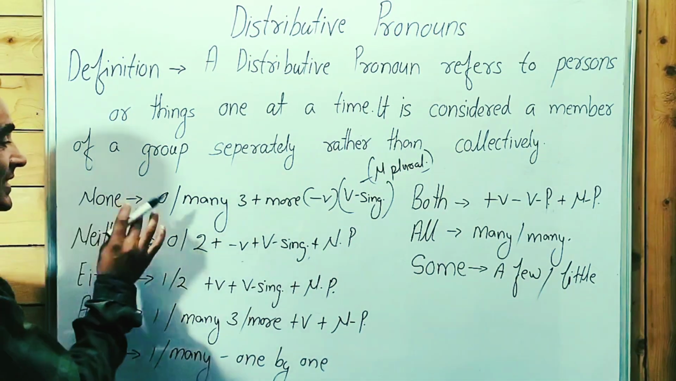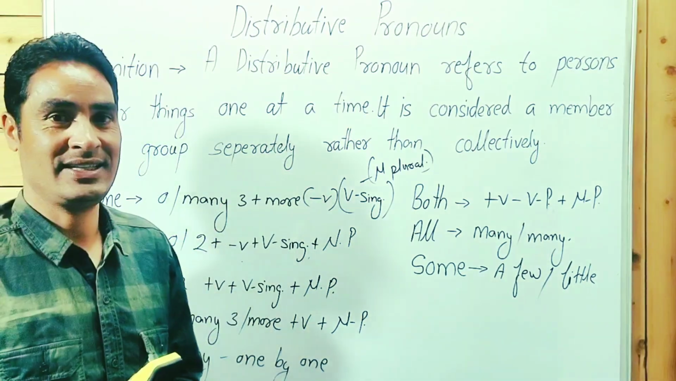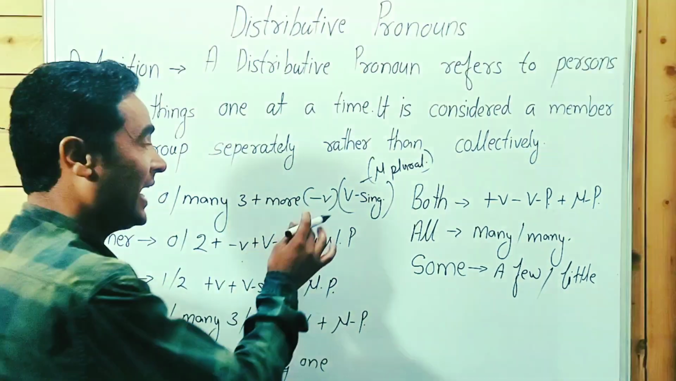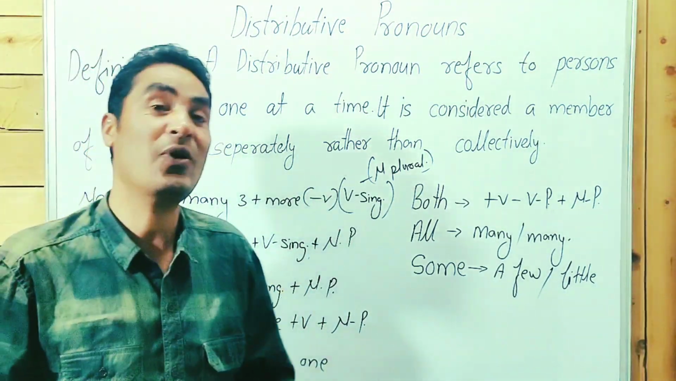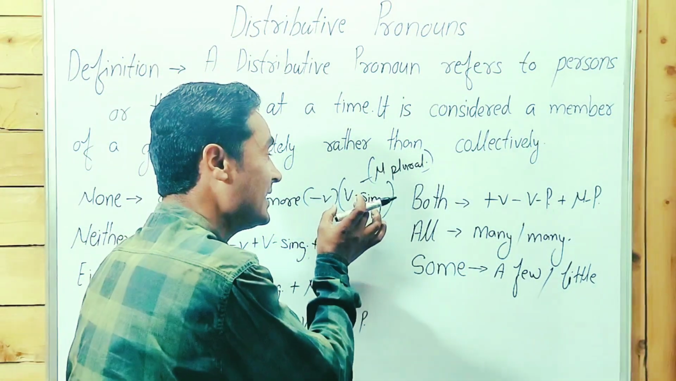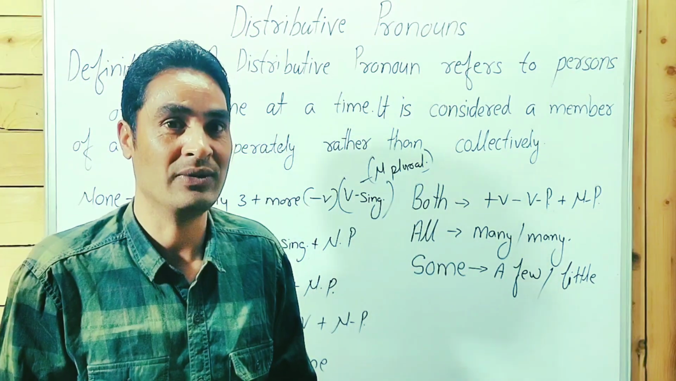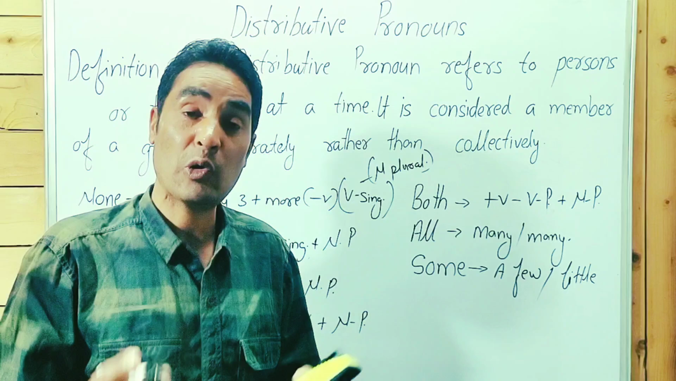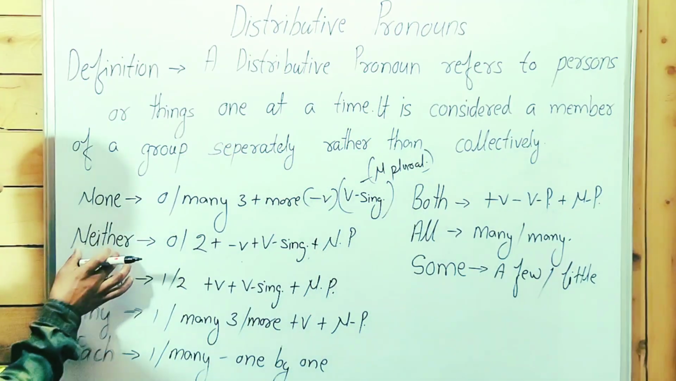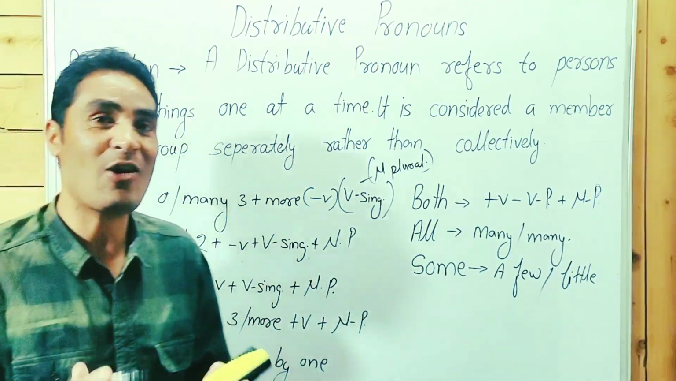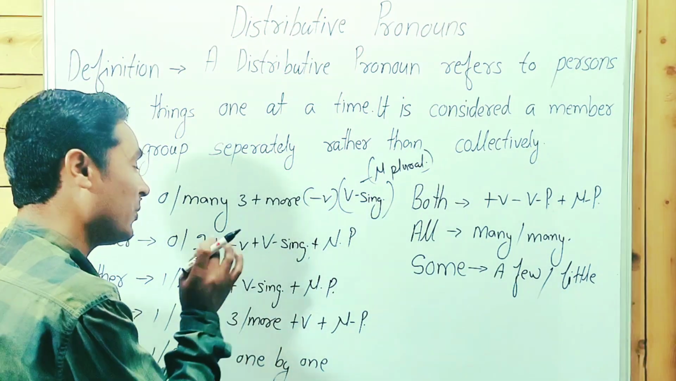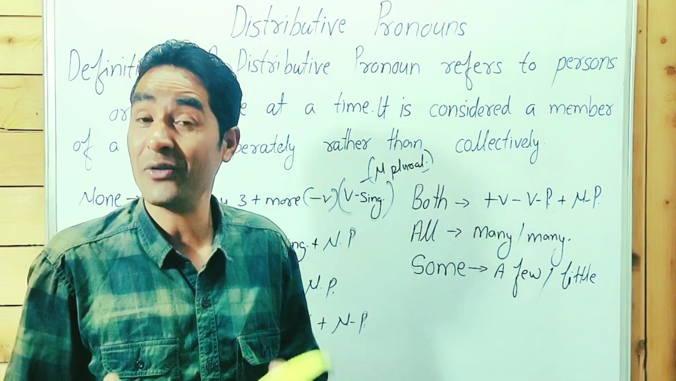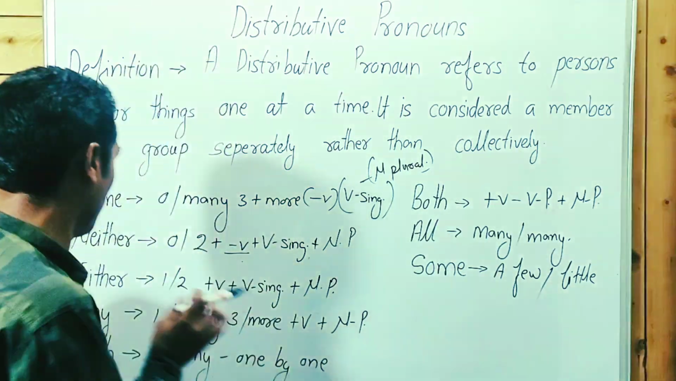I'm so sorry. None stands for 0 out of many. You can say 0 out of 3 or more things and people. Okay, none is used for negative sense, and none takes a singular verb. And when we talk about the noun, always use a plural noun with none. And neither stands for 0 out of 2, in the negative sense. When we talk about the verb, it is always singular with neither.